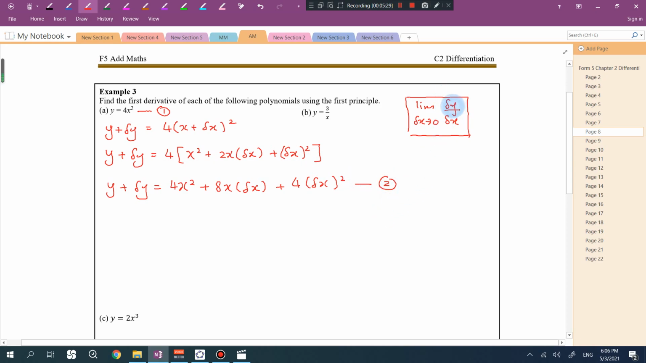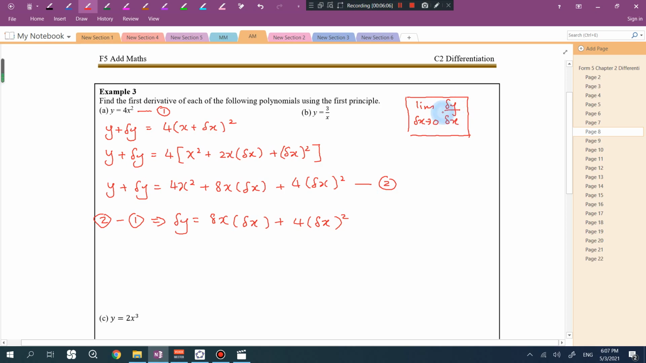Remember, we are looking for this one. We want delta y. So I'm going to take the second equation minus the first equation. 2 minus 1. I take this one minus this one. Y minus y, they will cancel out. Eventually, we only have delta y. And 4x squared minus 4x squared becomes 0. So we only left this part: 8x delta x plus 4 delta x squared. Okay, now we got this.